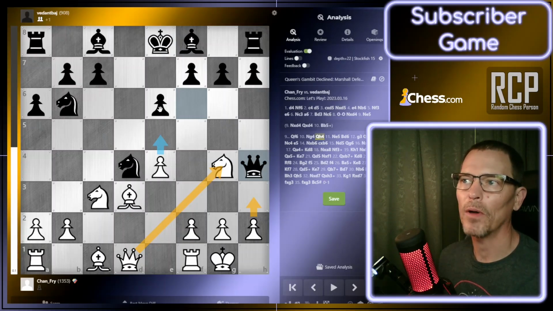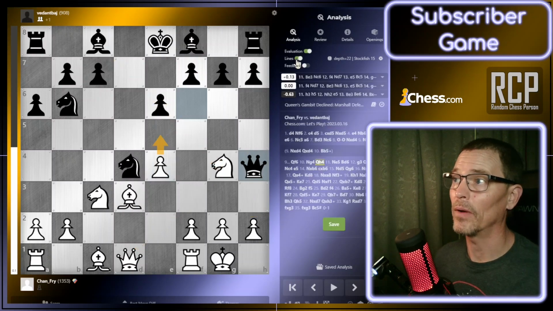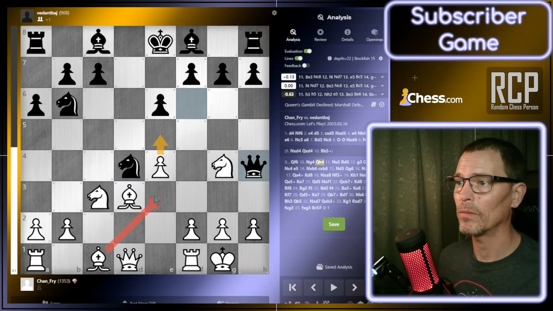Maybe I should have moved this pawn forward to keep that pawn from moving forward, because then they wouldn't be able to hit it with their bishop. E5, that's what I'm going to guess. Well, no, I was way off. Okay, it was bishop to e3 is my only, well no, f4 also would have maintained.